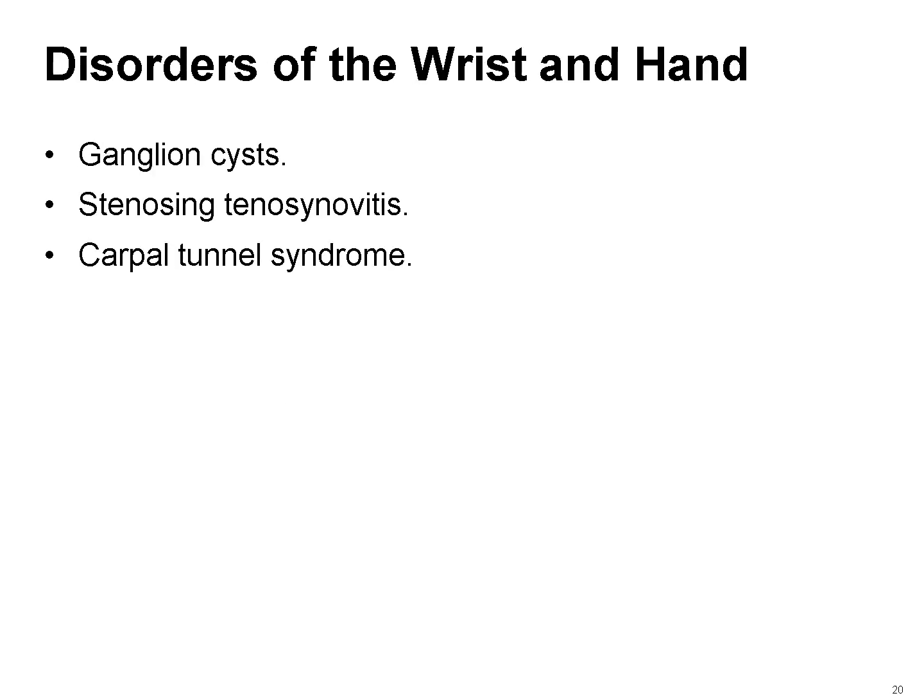Let's take a moment to discuss some common disorders of the wrist. First, we have ganglion cysts. These are fluid-filled sacs that develop on the back of the wrist. While typically harmless, they can sometimes cause discomfort or limit movement, especially when pressing on nearby nerves. Next is stenosing tenosynovitis, an inflammation of the synovial sheaths on the back of the wrist. This condition can cause pain, swelling, and difficulty with wrist movements.